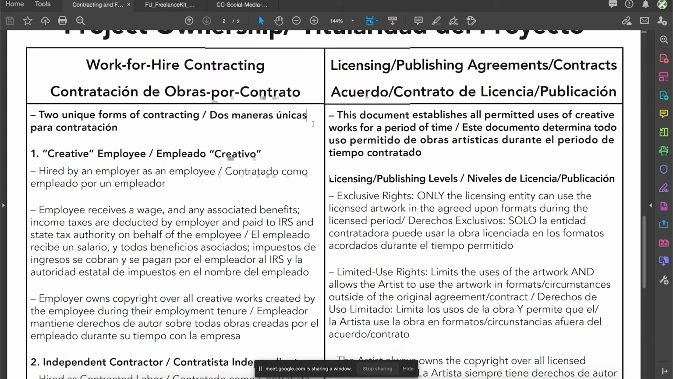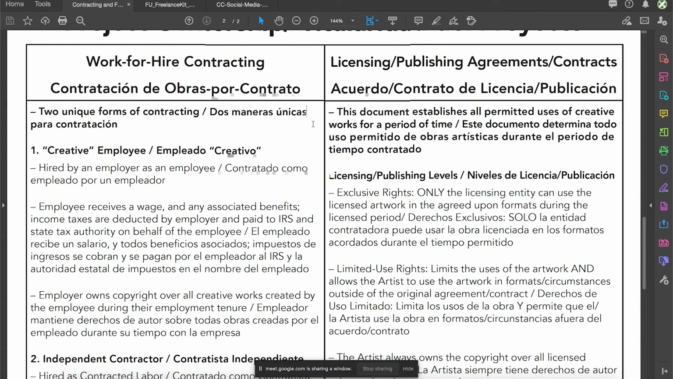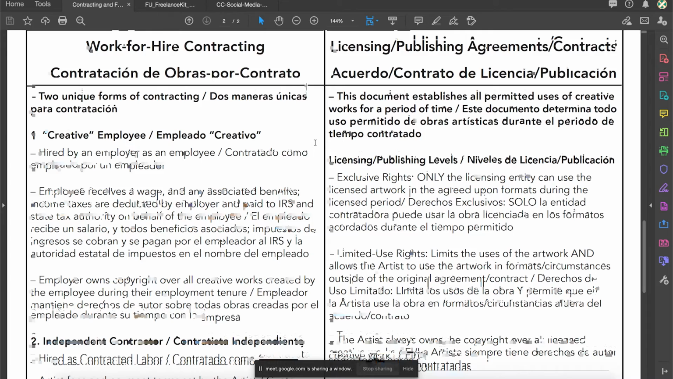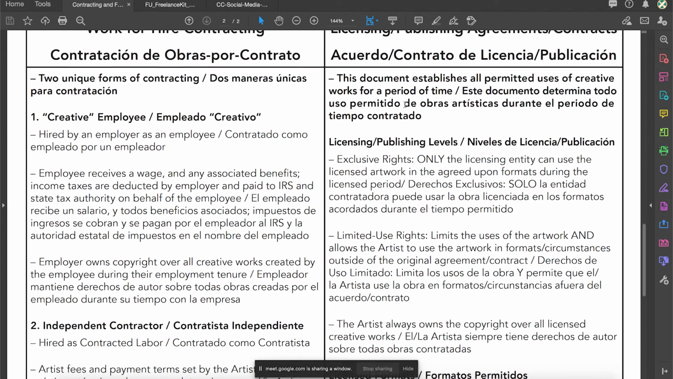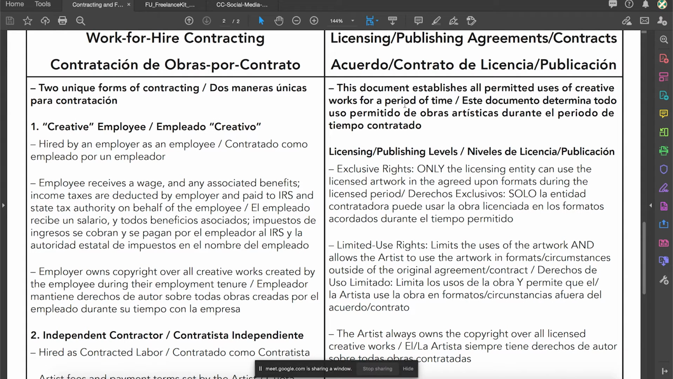That's it. After that, the license expires, unless you want to renew it, and then all of your artwork goes back to you, in publishable form, right? So you get to publish it again if you want to, as a second edition with another publishing company. So publishing agreements or licensing agreements are documents that help you establish all of the permitted uses of your creative work and for how long.